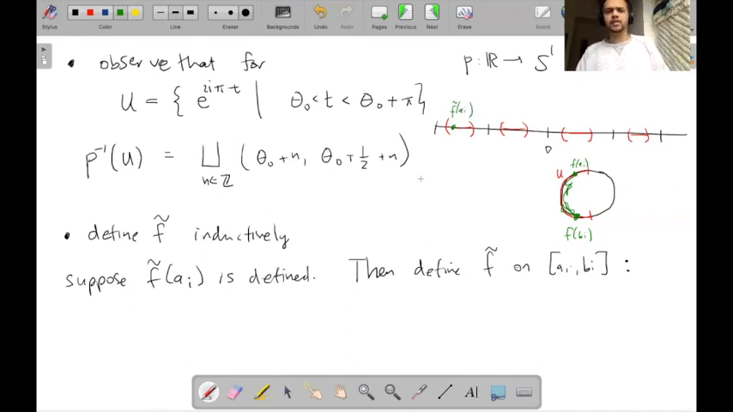But now the thing is, there's a topological equivalence between the interval, the red interval containing f tilde of a_i, and our original U. And so if we want to define the lift, well, we should just compose f with this topological equivalence to get whatever the map should be.